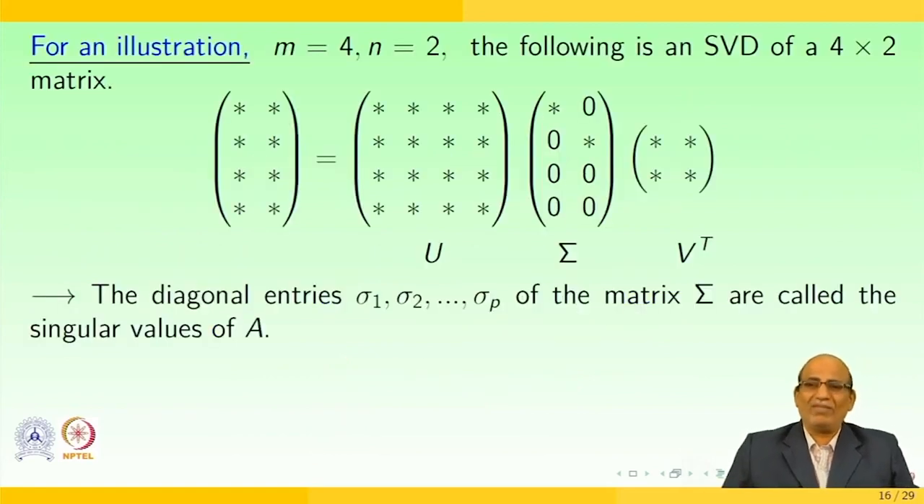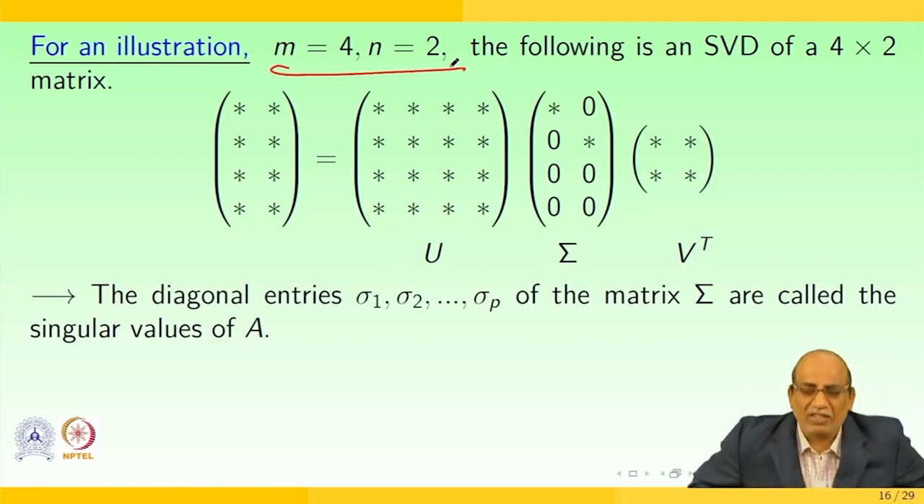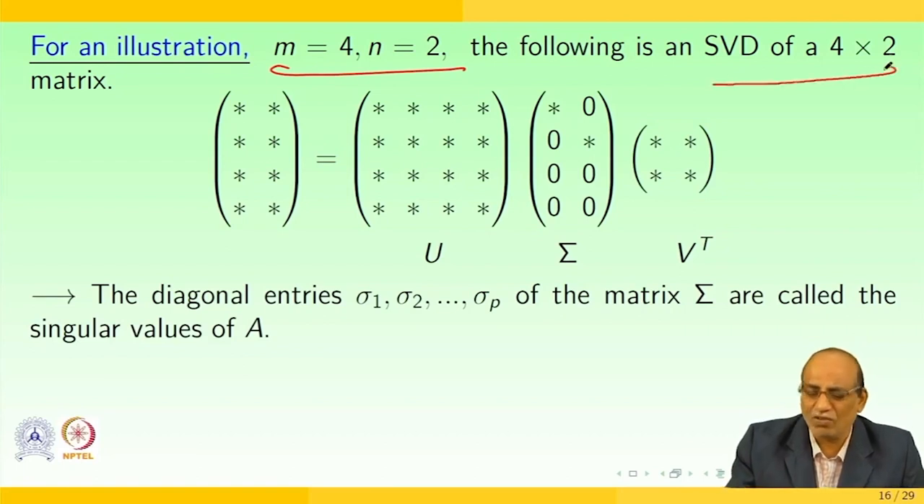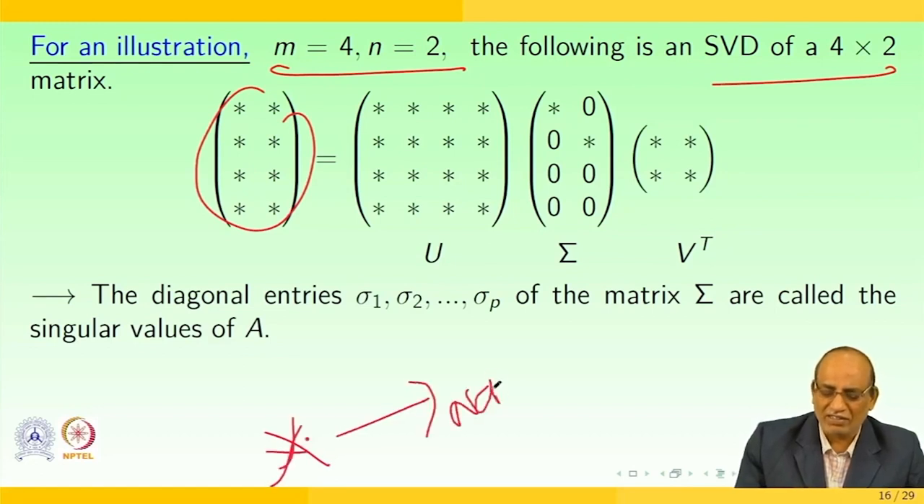Okay, so as a matter of illustration, now it is time to have one better example. Let's see that for m equal to 4 and n equal to 2, the following SVD is of size 4 by 2. That means you do have, see here, stars indicate some non-zero entries.